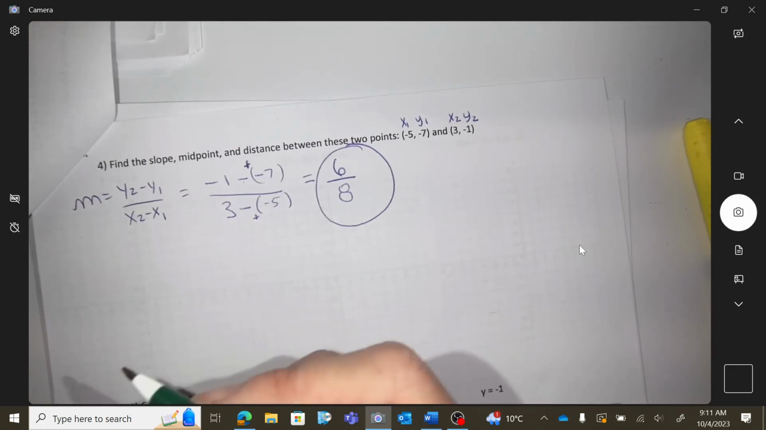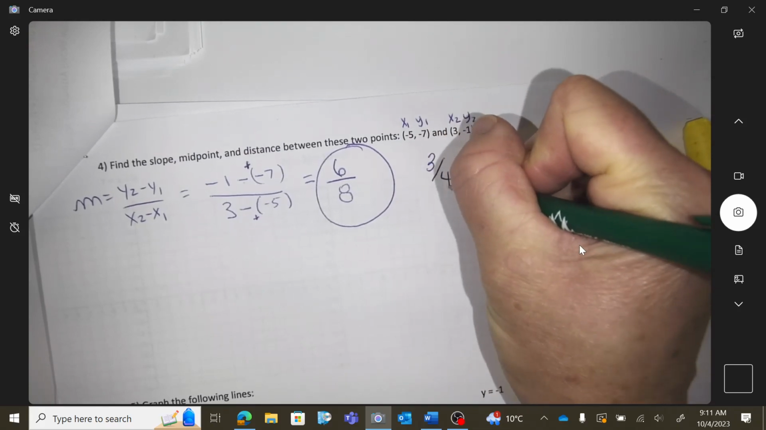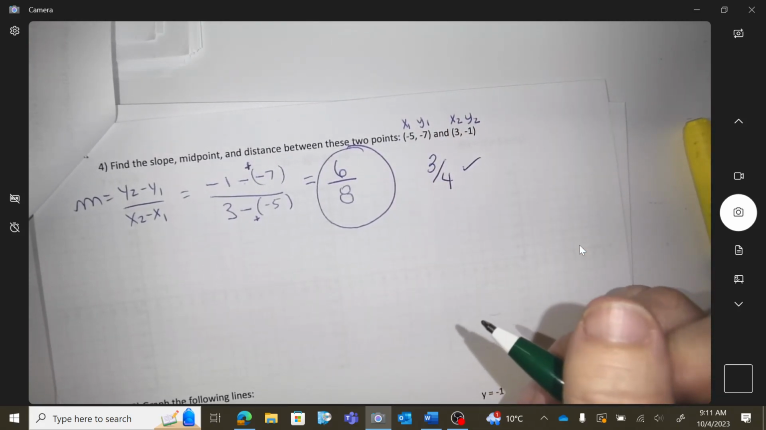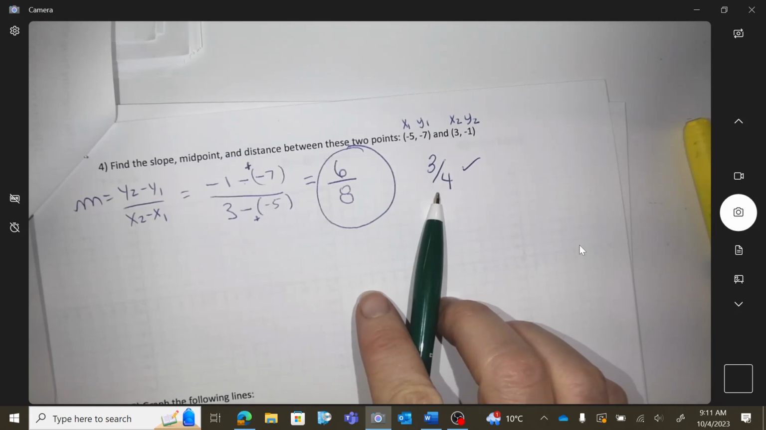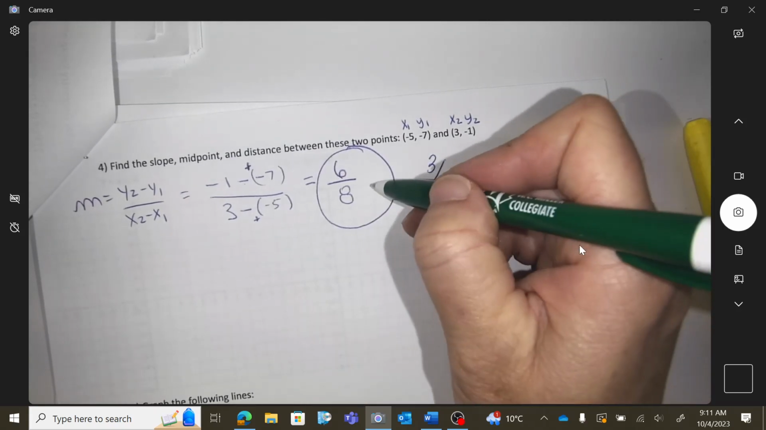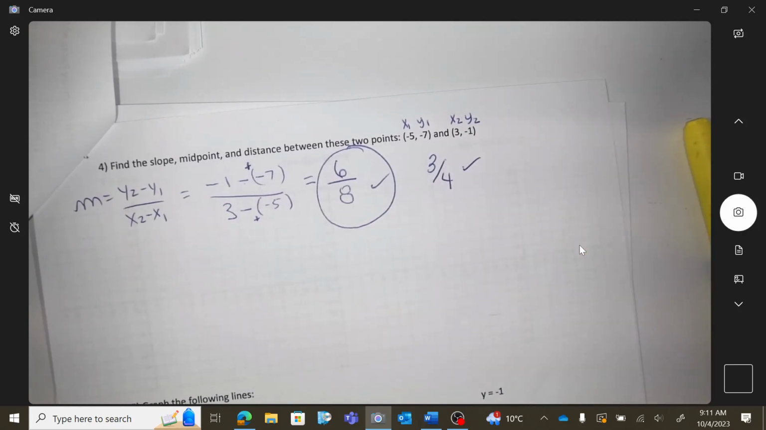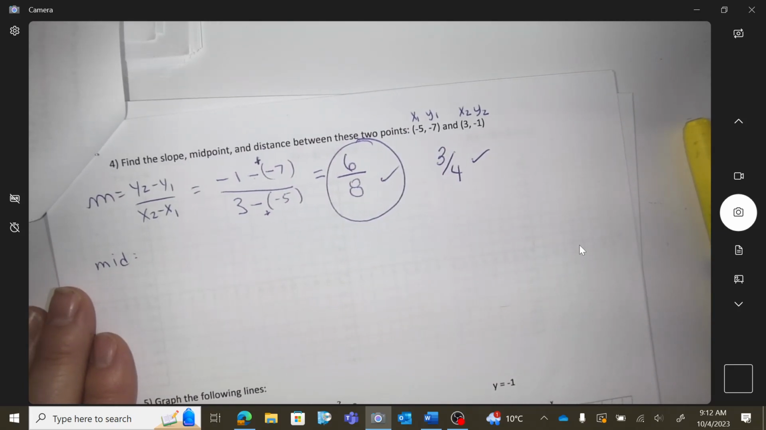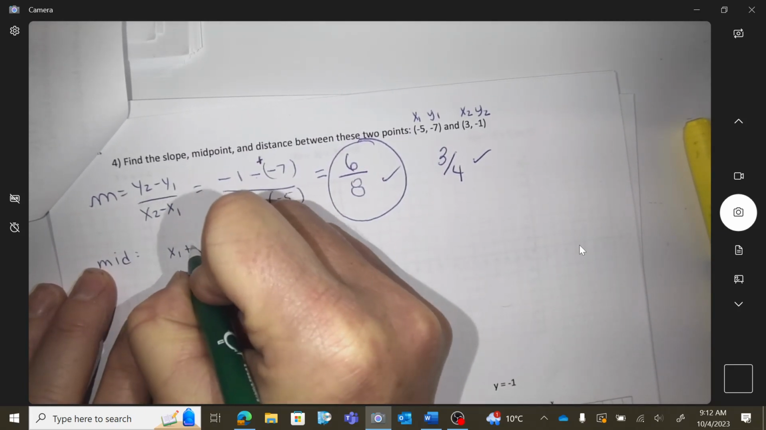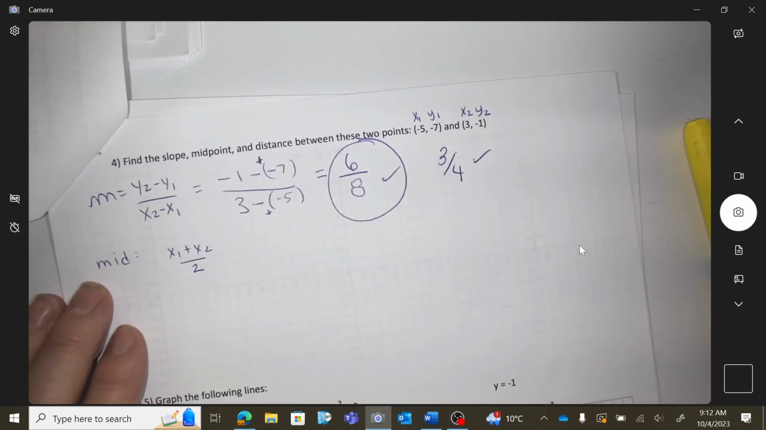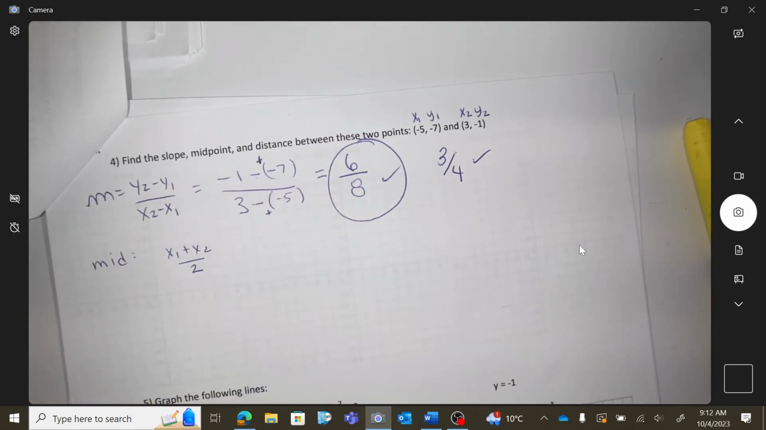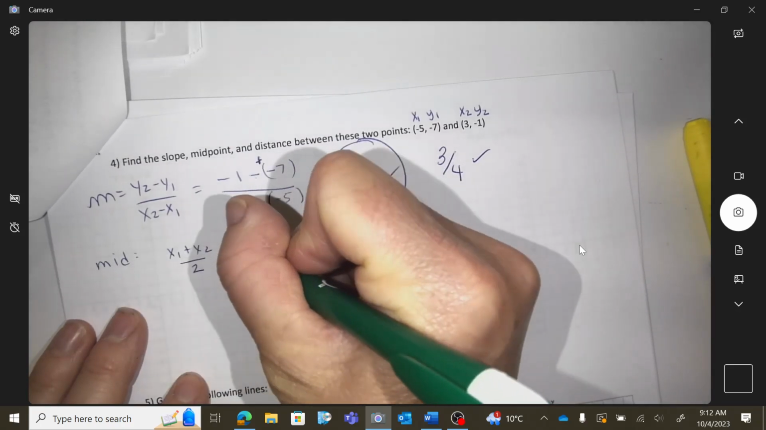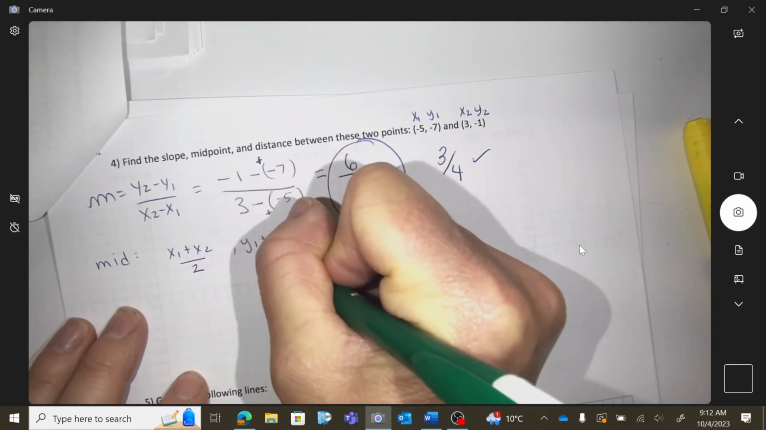And if somebody wrote me this as an answer, that's good too. That's a slope as well. If you left it like that, you're good. If you moved it to that, you're also good. Doesn't matter to me. Okay, midpoint. So the midpoint, you would average the x's. So how do you find an average? You add, divide. Average x, average y.